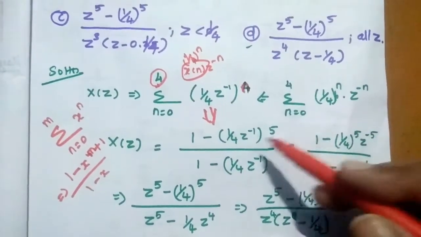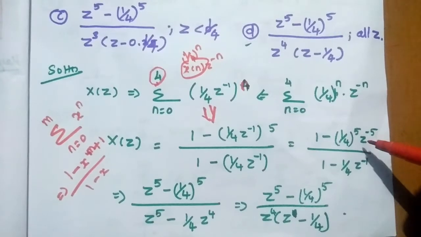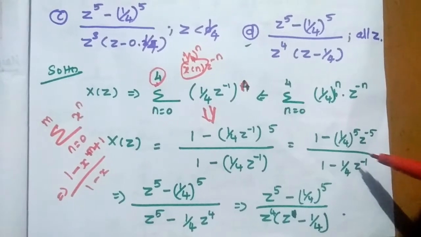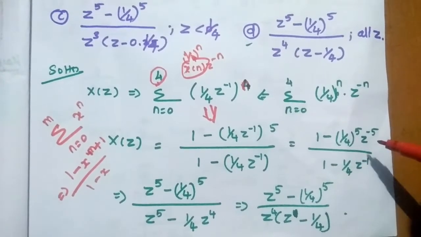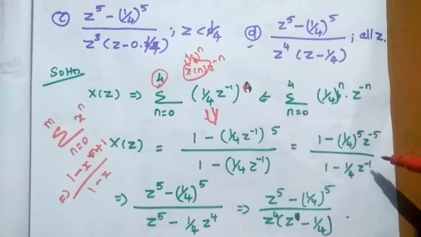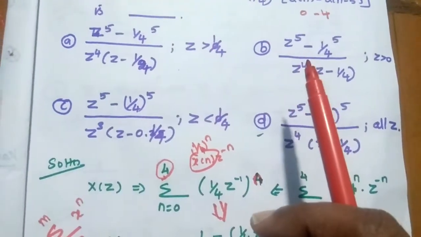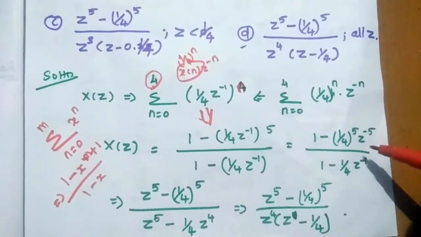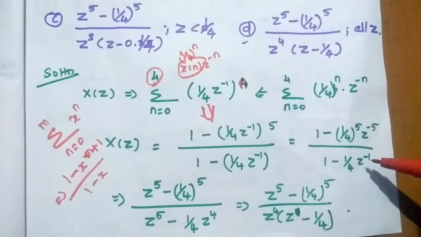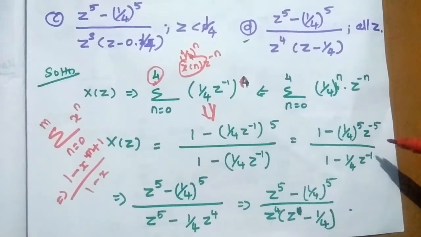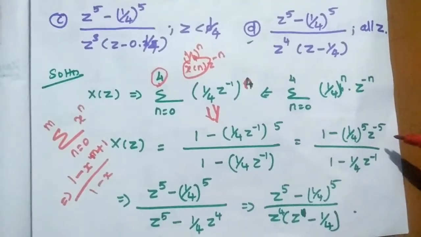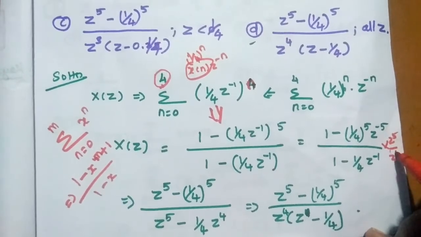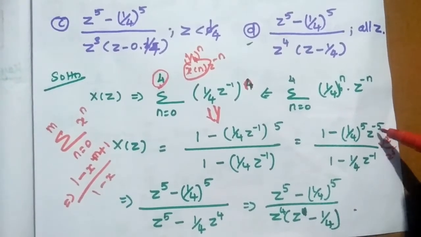We can multiply this value individually, like (1/4)^5 z^-5. Then we multiply the numerator and denominator by z^5, because the choices are given in terms of positive powers of z. The actual answer has z^-5 in the numerator and z^-1 in the denominator, so we change this into positive powers by multiplying and dividing by z^5, the maximum power value.